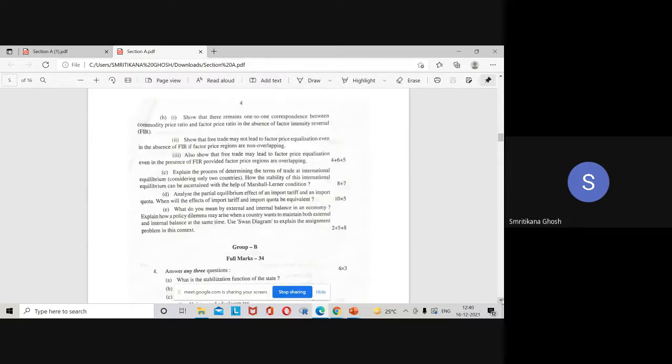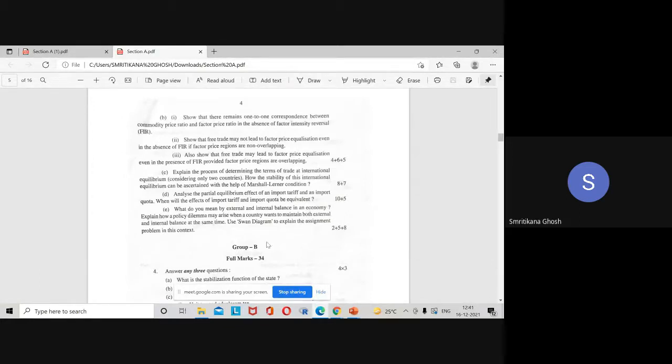Question C. Explain the process of determining the terms of trade at international equilibrium considering only two countries. How the stability of this international equilibrium can be ascertained with the help of the Marshall-Lerner condition. So this is that simple Marshall-Lerner condition of stability. Okay, that you can do with the help of the offer curve. Better to do it with the offer curve. Now when the offer curves are elastic, then you can get the stable equilibrium and the corresponding terms of trade, that will be the international terms of trade.